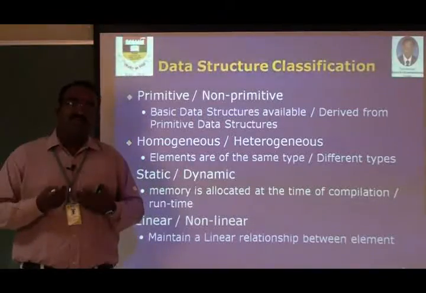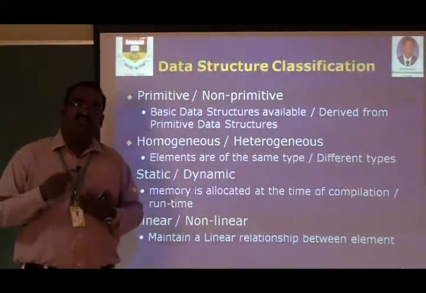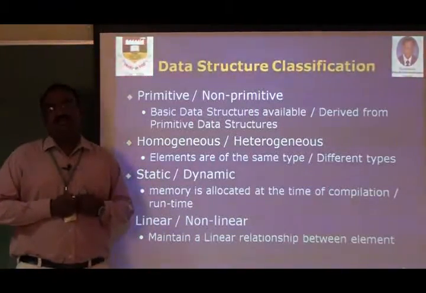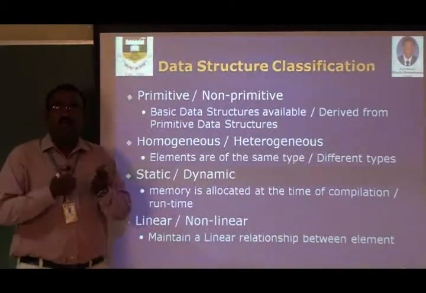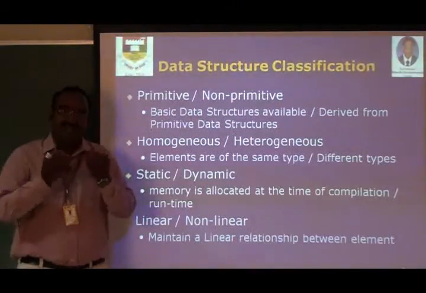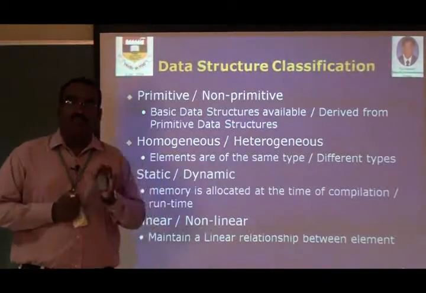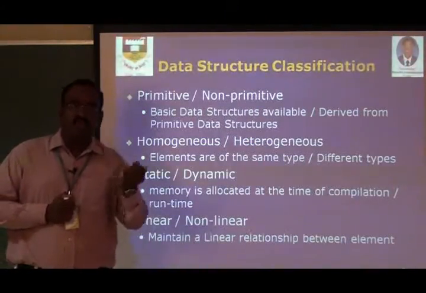The programming languages already have the definition. The user cannot modify or change the definition of these primitive data structures. So float is one of the primitive data structures. Integer is one of the primitive data structures. From the primitive data structures, we derive some data structures that are called non-primitive data structures. So a non-primitive data structure is a derived one, taken from the definition of the primitive data structures.